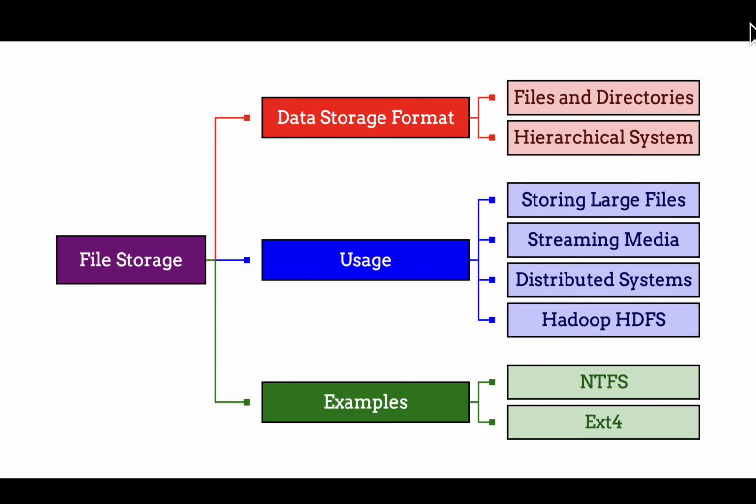File storage. 1. These systems store data as files and directories, which can be organized in a hierarchical file system. 2. They are often used for storing large files and streaming media, and are commonly used in distributed systems like Hadoop HDFS. 3. Other examples include NTFS and ext4.